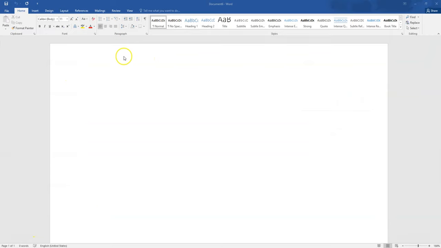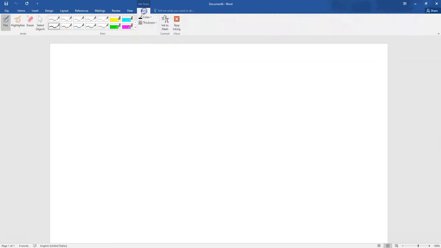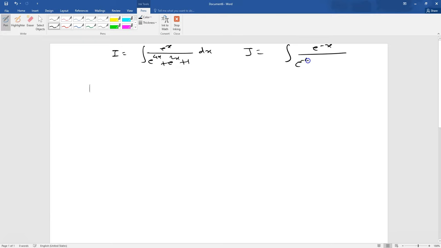Now the example is what they have given, right? Let me select a pen. Yes. I is equal to the integral of e raised to x, e raised to 4x, e raised to 2x plus 1, and then dx. This is I. And what is J? J is the integral of e raised to minus x, e raised to minus 4x plus e raised to minus 2x plus 1 dx.